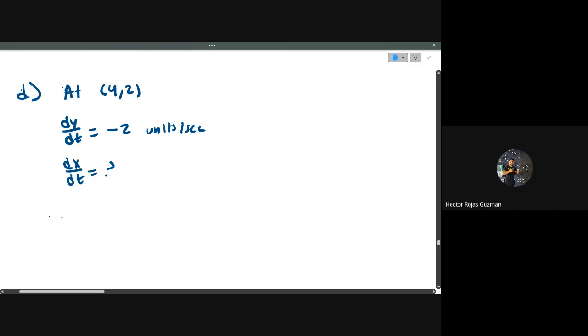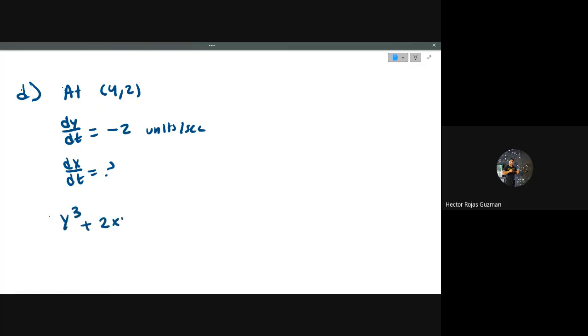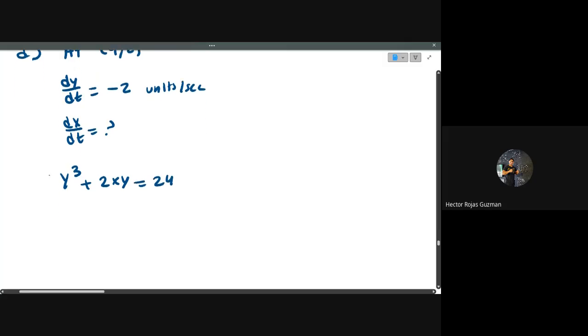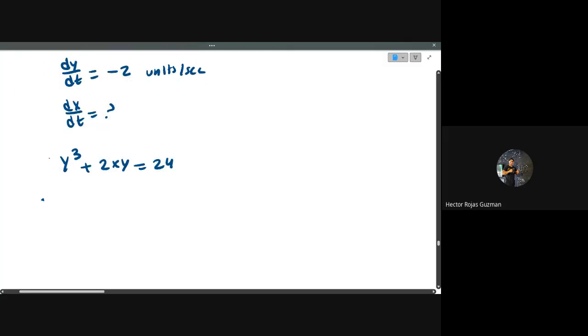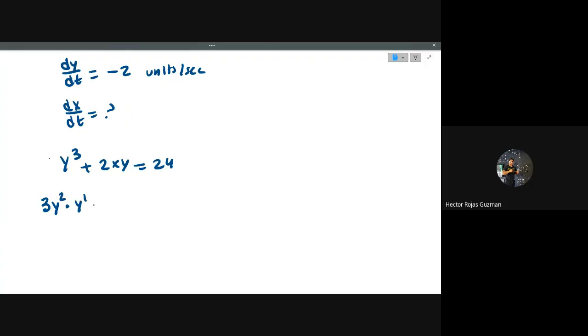And here's the new equation. It's y to the power of 3 plus 2xy is equal to 24. Let's go ahead and find our derivative with respect to time. 3y squared times y prime plus 2. Let's do a little bit of product rule. The first times the derivative of the second plus the second times the derivative of the first is equal to 0.